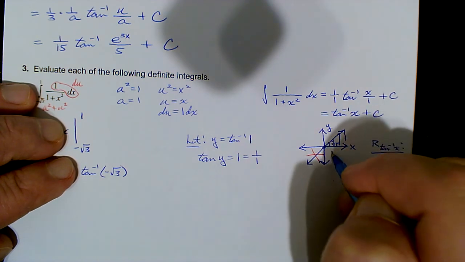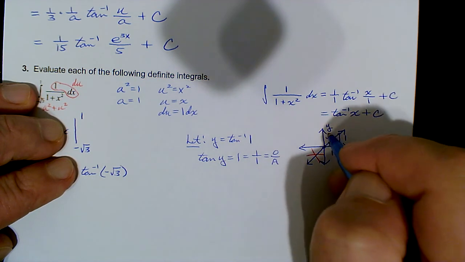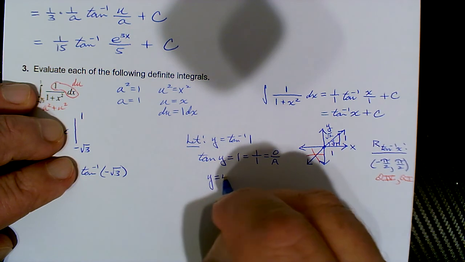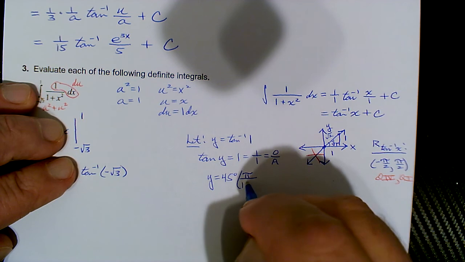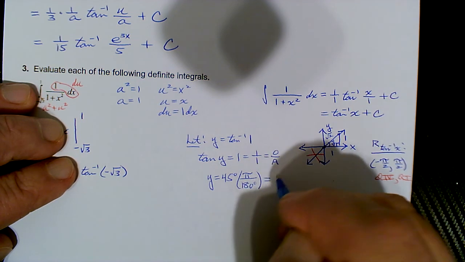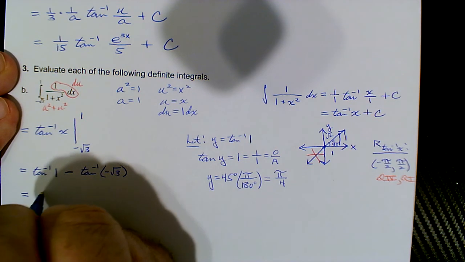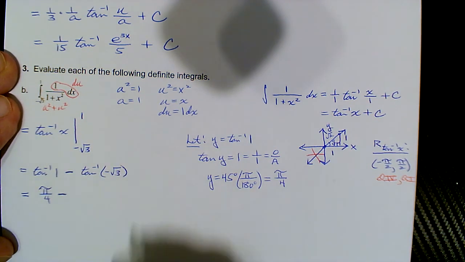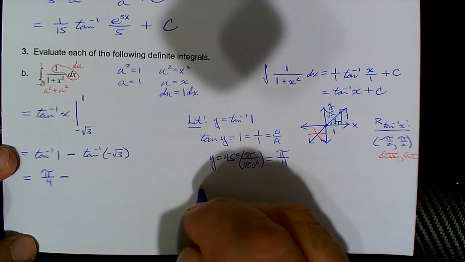Tangent opposite 1 over adjacent 1. Immediately that rings a bell. That's the square root of 2. And y must be 45 degrees. And you convert that by multiplying by pi over 180 to get pi over 4. So inverse tangent of 1 is pi over 4, and then we have minus the inverse tangent of negative radical 3. And for that, it's pretty much the same routine.